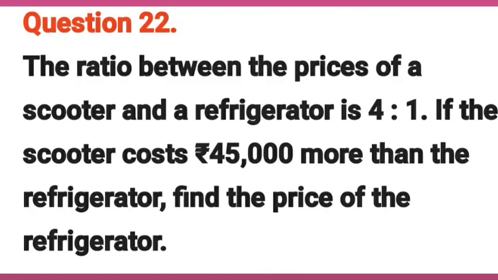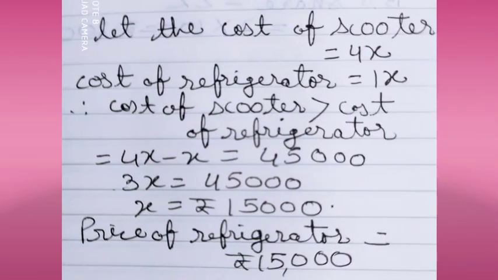The ratio between the price of a scooter and a refrigerator is 4:1. If the scooter costs rupees 45,000 more than the refrigerator, find the price of the refrigerator. So let the cost of a scooter be 4x. Then the cost of the refrigerator will be 1x, because the ratio is given 4:1.